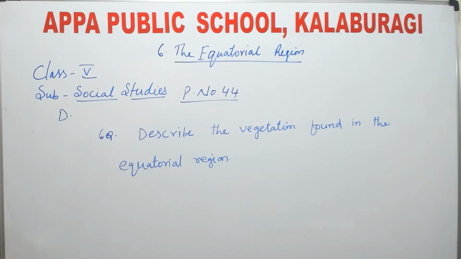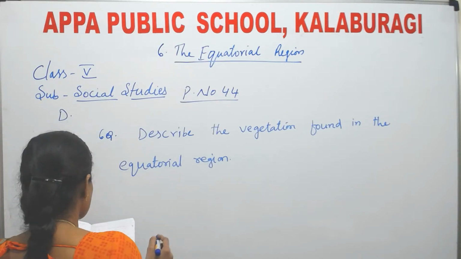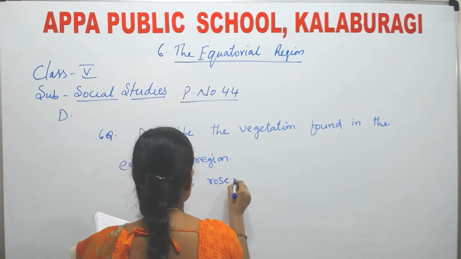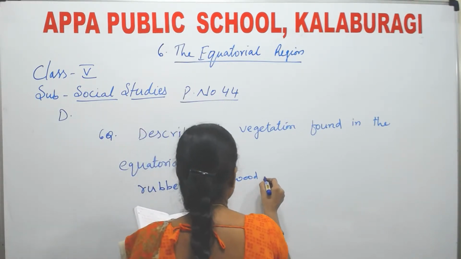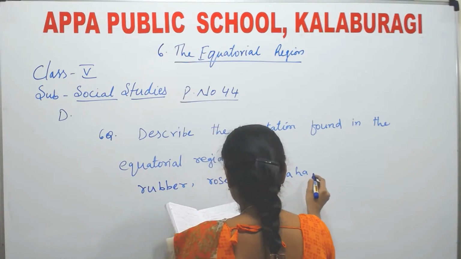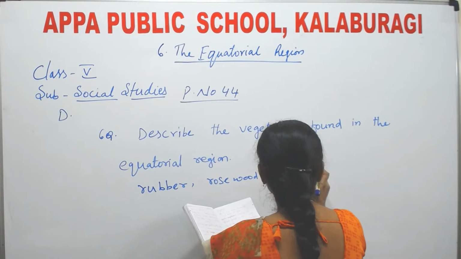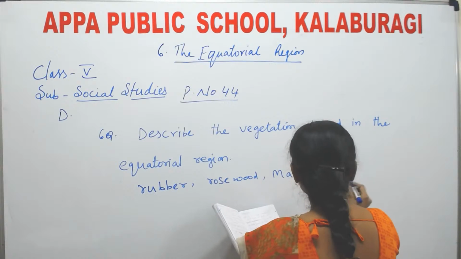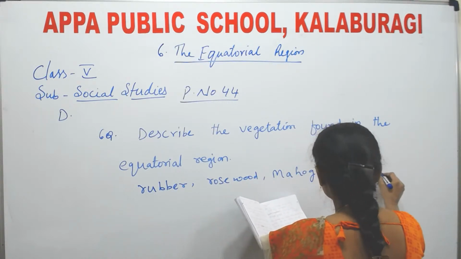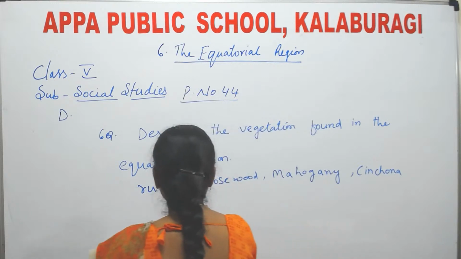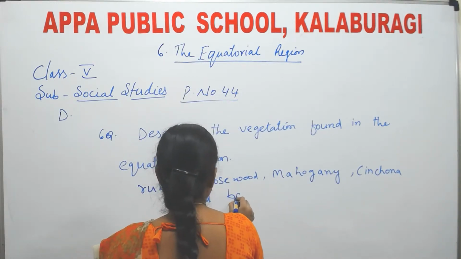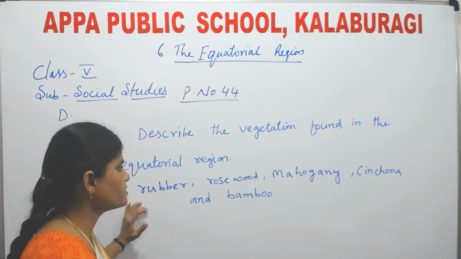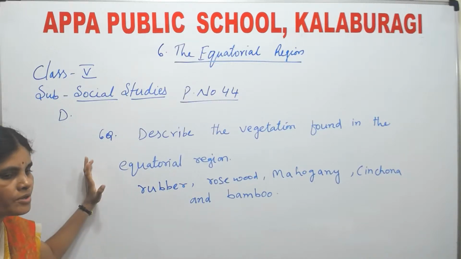What are the main trees grown in this region? Let us see now. Rubber, rosewood, mahogany, cinchona, and bamboo. These are the varieties of trees grown in this equatorial region.